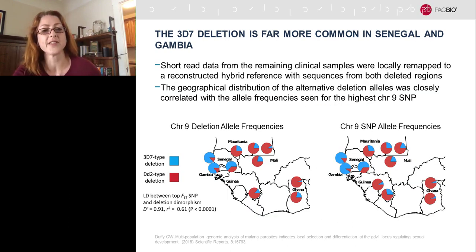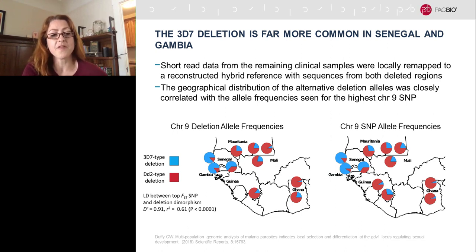So what are the differences in distribution between these two deletion events? What they found is when they remapped to these hybrid references, the geographical distribution of the alternative deletion in blue is highly correlated with the allele frequencies seen for the highest chromosome 9 SNPs. Right, and so this is interesting because the SNPs are easy to detect with short reads, but it was only by mapping the short read data back to the high quality reference genome that it was noticed that there are these very large deletion events right by the SNPs.